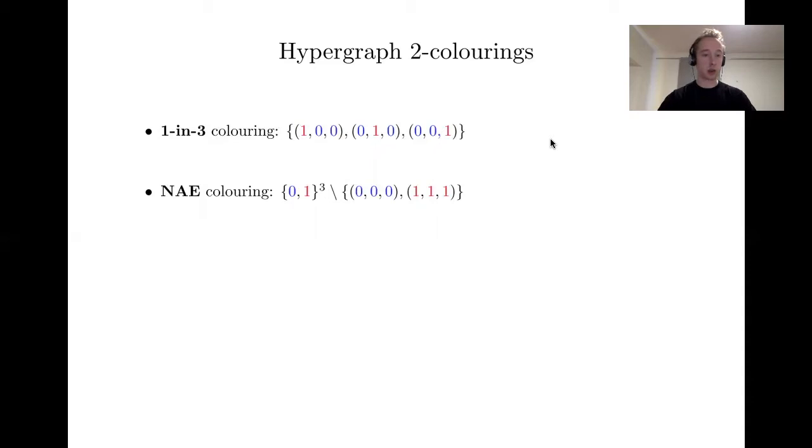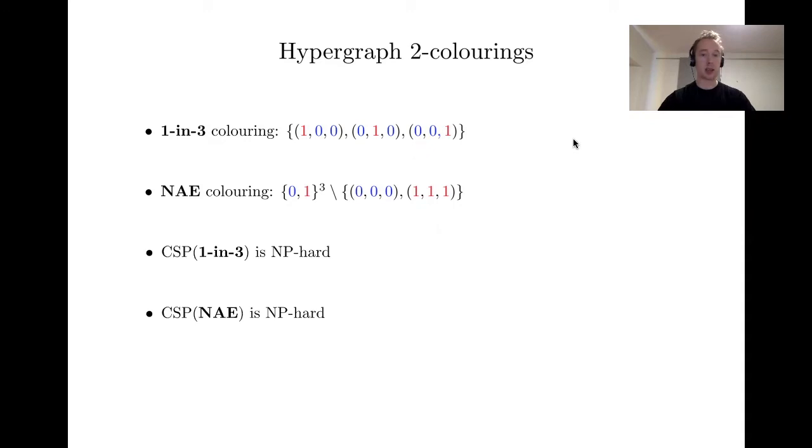The main problems we'll look at in this talk are those related to hypergraph 2 colorings. For 3 uniform hypergraphs with 3 vertices in each hyperedge, one such type of coloring is the 1 in 3 coloring, which has exactly 1 vertex of color 1 assigned to each hyperedge, with the other 2 being 0. Another coloring is the not all equal, or NAE coloring, which accepts all 3 tuples except those where all the vertices have the same color. These are both classic NP-hard problems as CSPs.